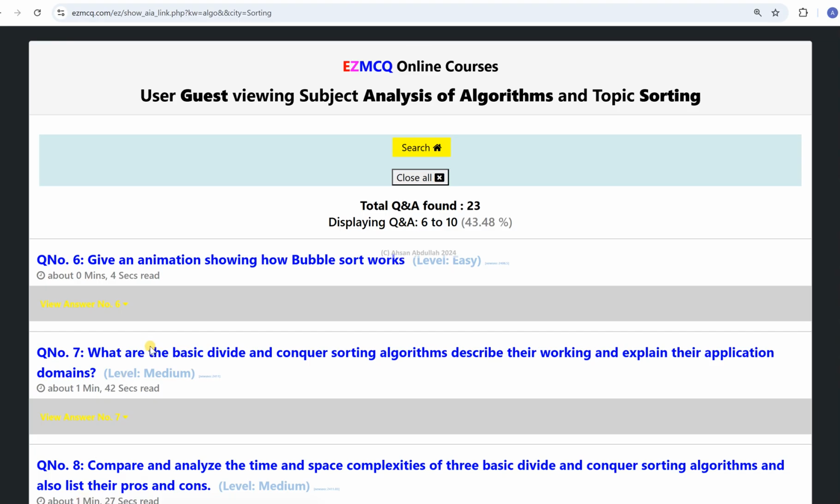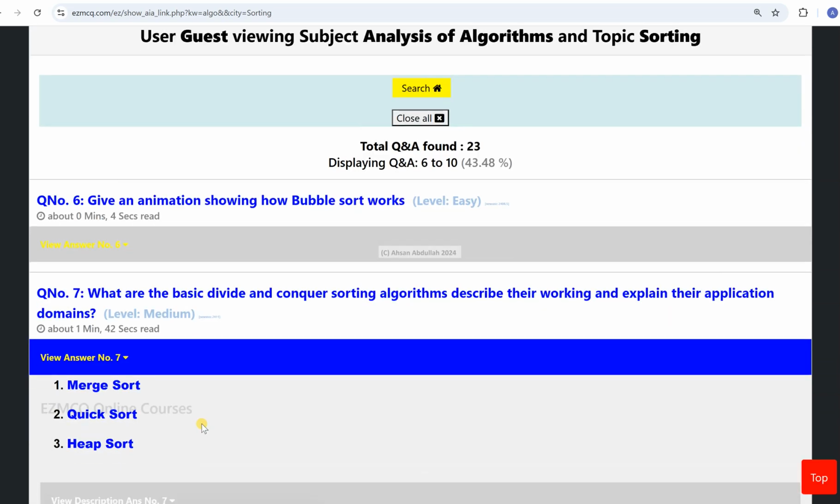So we are at the supplemental website. Questions up to question 6 have been covered in lecture 8A. So now we are in lecture 8B, because that was for the basic sorting algorithms, and now we are looking at the basic divide and conquer sorting algorithms. So they're different. What we are looking at in this question is the working of these algorithms and their application domains. Because all these algorithms are just like tools, and you should know which tool to use where and how, to solve the problem more effectively and efficiently.